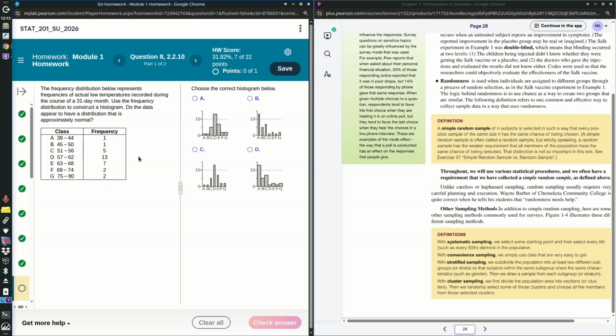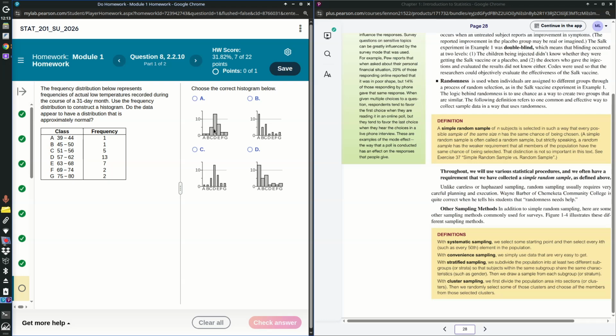Now, you might look at the letters and say, oh, this is qualitative, but each class A, B, C, D, E, F, G is actually assigned to specific numerical values that we could classify as numerical. They also say the word histogram, so we can immediately rule out B and C because B and C are not histograms. So we know it should be either A or D.